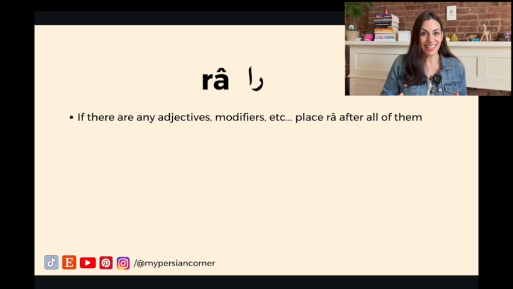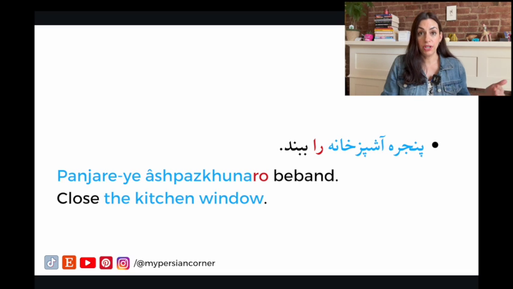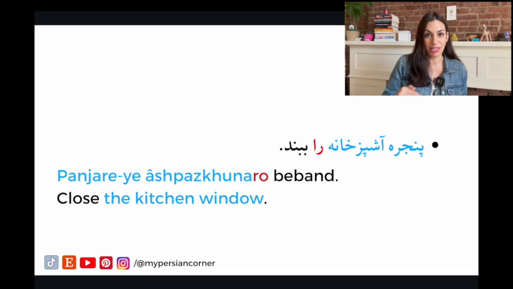Okay, so in those examples, we just saw a simple close the door, I'll return my pants. But the next step to this is that if there are any adjectives or any modifiers or anything like that, ra is going to come after that whole little cluster. So let's look at some examples of that. In the previous example, we had close the window, panjera beband. But here we have پنجره آشپزخونه رو ببند. Now we have close the kitchen window, right? So we've added the آشپزخونه in there. پنجره آشپزخونه رو ببند. Again, I'm saying رو, and I'm sure you can guess why.